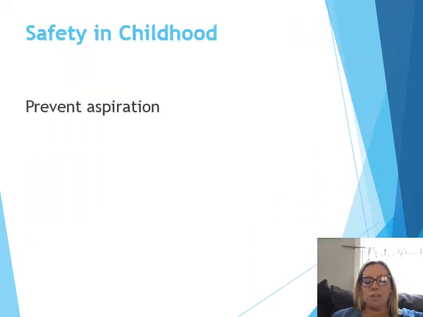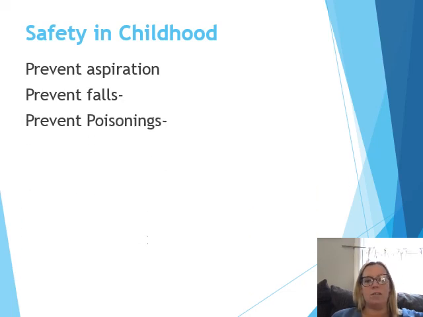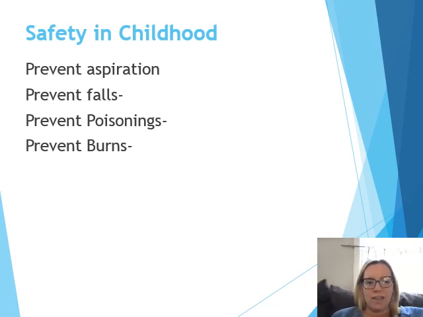So, safety in childhood. Once again, we want to prevent aspiration, especially within the first year of life. We want to prevent falls starting from birth on up, prevent poisonings, especially after walking and during the toddler years when they're on that exploration of autonomy, preventing burns, especially after they start walking and through school age. Remember, I said the latchkey kids. If the latchkey kids are coming home on their own, most likely they're going to be making themselves something to eat. We want to really prevent burns within this age population.